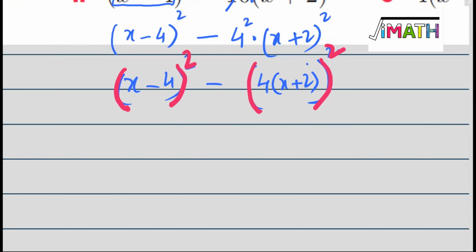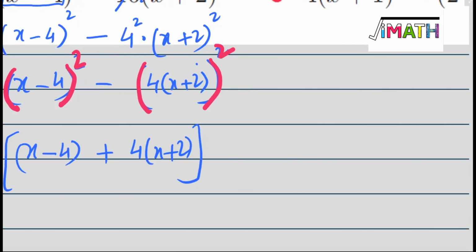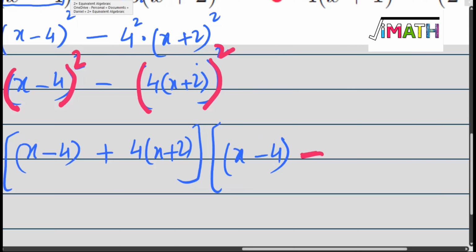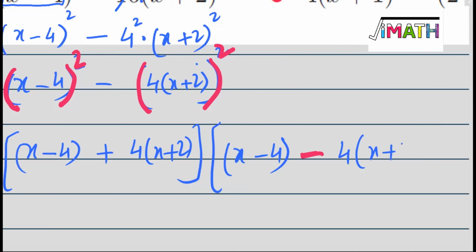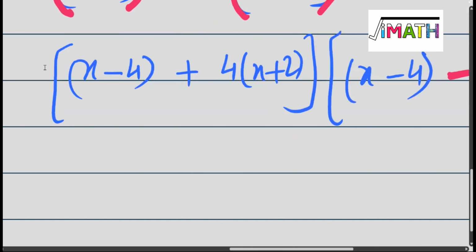So I'm gonna write it as a plus b, and a minus b is gonna be like a is x minus 4 and minus, this time negative is important, and b is 4 times x plus 2. And then after I have these, I'm gonna solve the left factor.